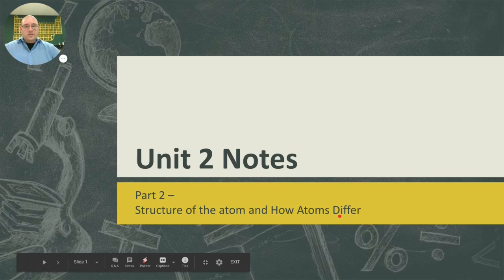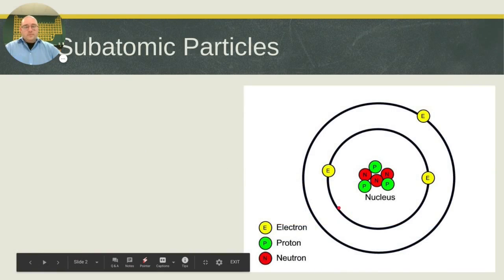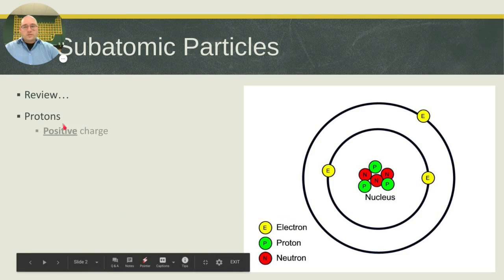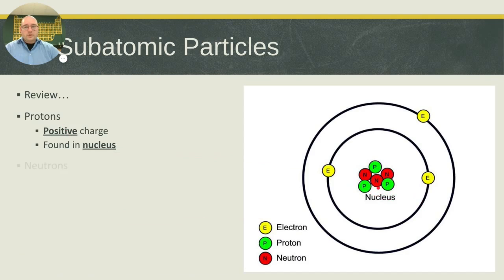So we learned about the discovery of the subatomic particles yesterday. So now let's review. Protons are positively charged and they're found in the nucleus. The nucleus is the middle part. Neutrons are negatively charged. By the way, protons were discovered by anybody? Anybody? Protons were discovered by Rutherford. Neutrons have no charge, and they're in the nucleus also, and they were discovered by James Chadwick.